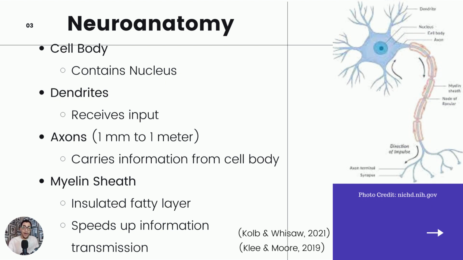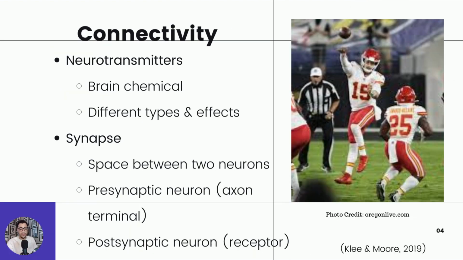And last but not least is the myelin sheath. This surrounds the axon. They're the arm floating pad looking objects around the axon. And these are insulating fatty layers that help speed up information transmission. Next, let's talk about the connectivity, meaning that the capacity for the interconnection and intercommunication to take place.